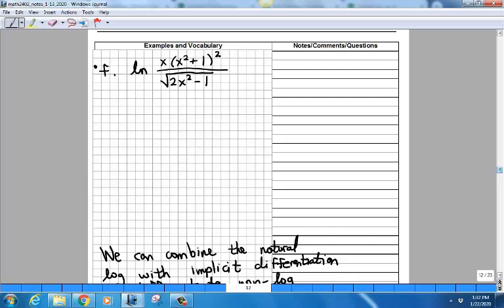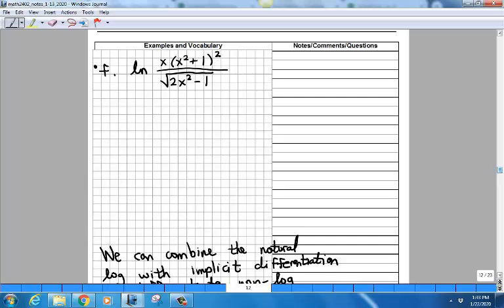So we want to find the derivative of the natural log of x times (x squared plus 1) squared over the square root of 2x squared minus 1. Remember now, before you haul off and try to compute the derivative, what do you want to do first? Expand it, right, using all those natural log properties. You want to break that up into multiple natural logs, a sum of natural logs or difference of natural logs, as best you can. Once you've done that, then you can go back and compute the derivative. That will make it much easier.